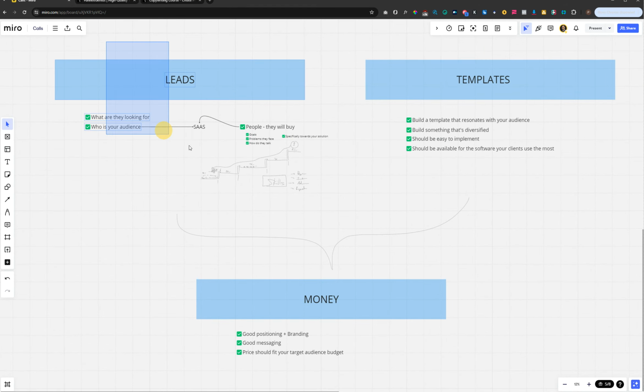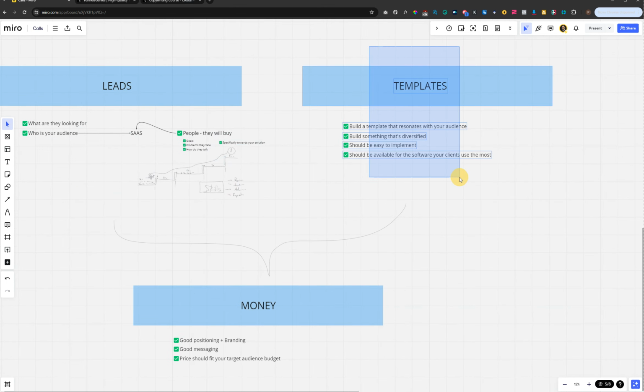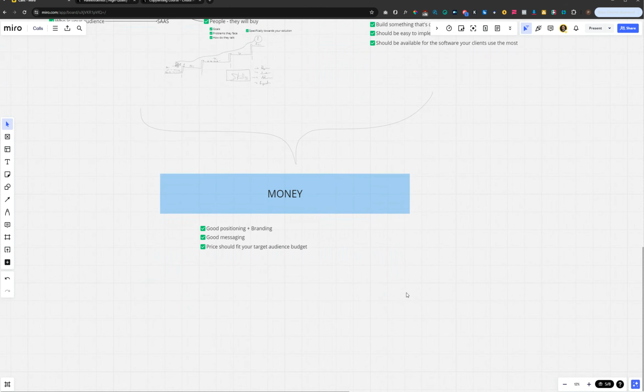But if you don't have enough leads, you need to generate leads. If your template is not selling or is not an amazing offer for what your clients are looking for, then you need to build an amazing offer. If the money is not right, you need to change the money.